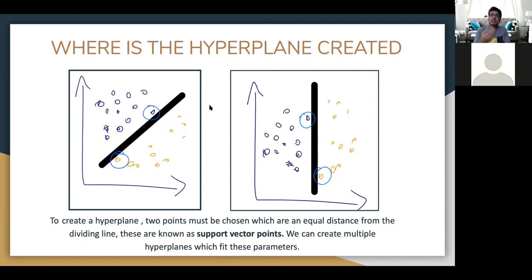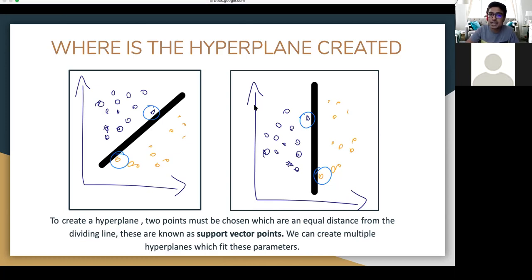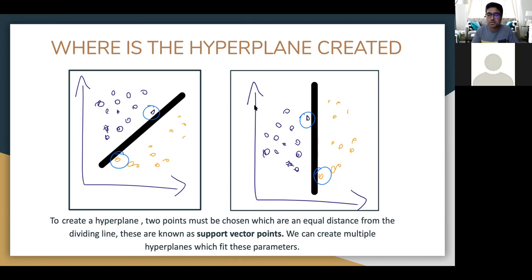However, the main thing when it gets down to choosing one over the other is going to be something called margin, which we're going to discuss in a little bit. However, if you are thinking that both of these images are correct, you are 100% right, because we indeed can create multiple hyperplanes which fit the parameters of our data set. In this case, we have a diagonal hyperplane. In this case, we have a vertically straight hyperplane, both of which are valid hyperplanes.